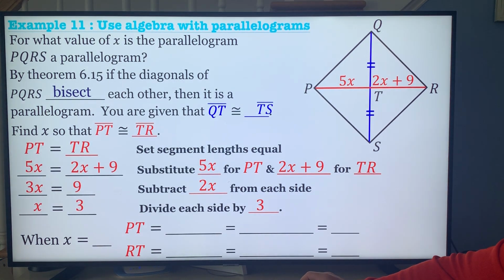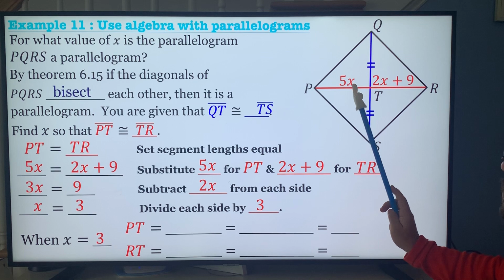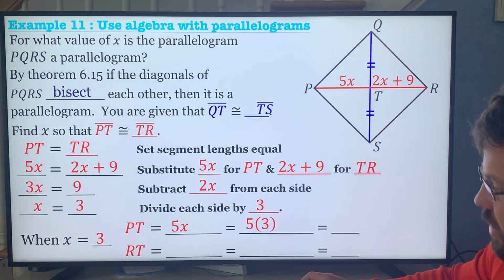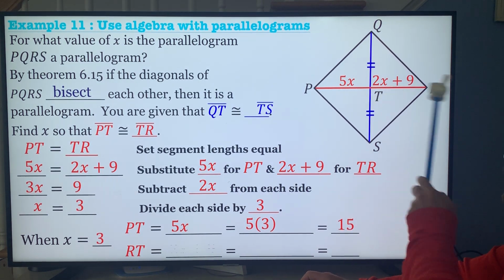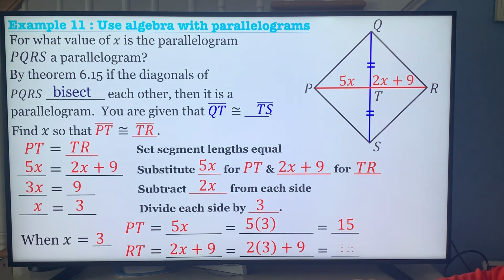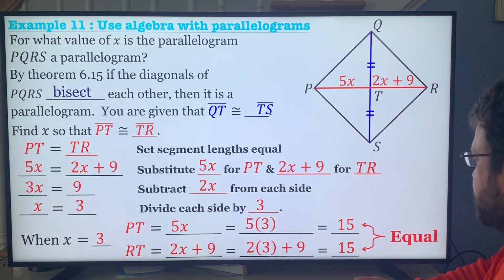Now, since x equals 3, we could check our work. When x equals 3, it should be a parallelogram. To check our work, we want to make sure that PT equals TR. So we just type in 5 times x, which is 5 times 3. 5 times 3 is 15. RT is 2x plus 9. 2 times 3 plus 9 is 6 plus 9, which is also 15. Since they're equal, we checked our answer. Our answer comes out clear. Our answer is indeed x equals 3.